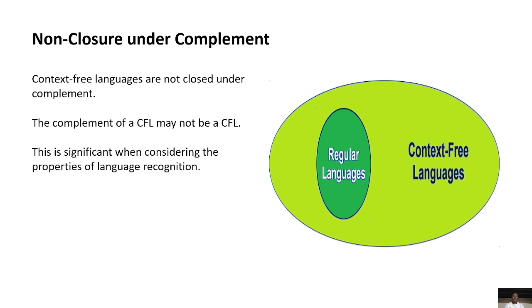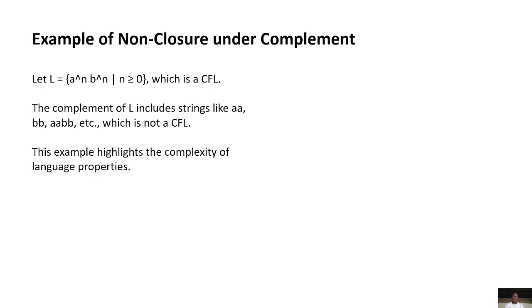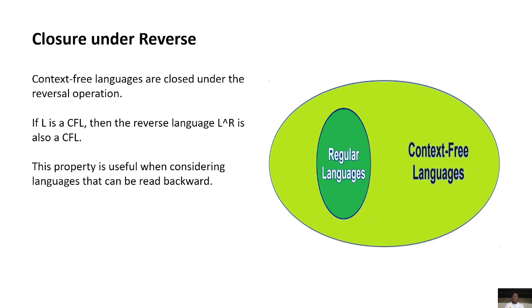Non-closure under complement. Context-free languages are not closed under complement. The complement of a CFL may not be a CFL. This is significant when considering the properties of the languages recognized. Example of non-closure under complement: the complement of L includes strings like AA, BB, etc., which is not a CFL. This example highlights the complexity of language properties.